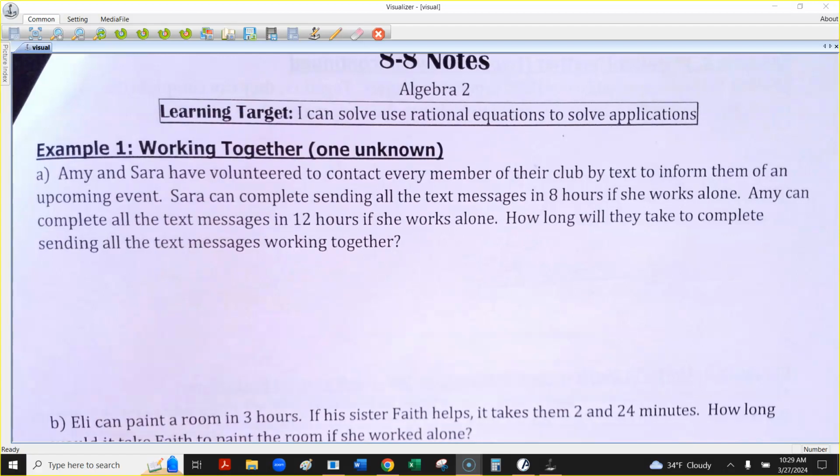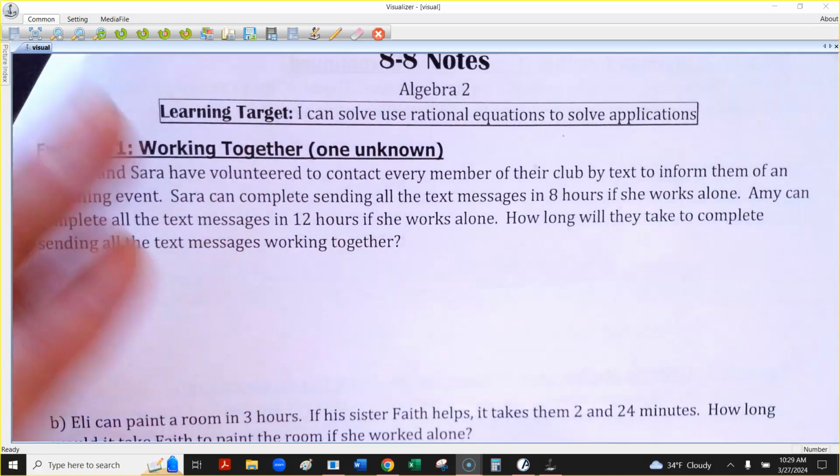These are all going to set up some kind of rational equation. So we're going to have fractions in our equation again today, but we're just going to have to pick out the information to set this up. All right, so let me read this to you real quick.